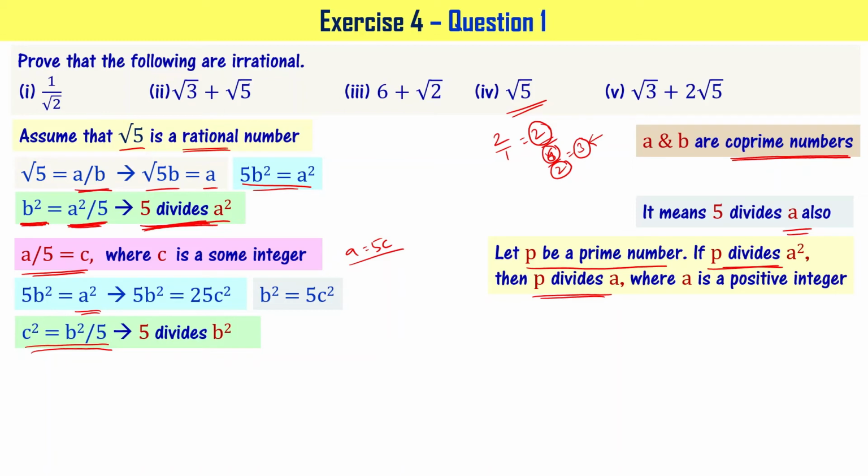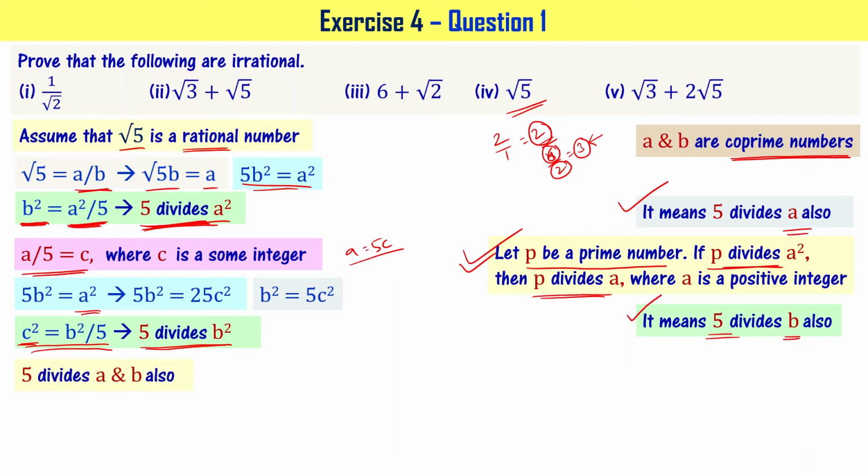Since c is an integer, c square is an integer, that's why we say that b square by 5 is an integer. It implies that 5 divides b square, right? As per this statement, we can say that 5 divides b also. Here we have said that 5 divides a, here 5 divides b. It means 5 divides a and b, right? It means 5 is a common factor of a and b.